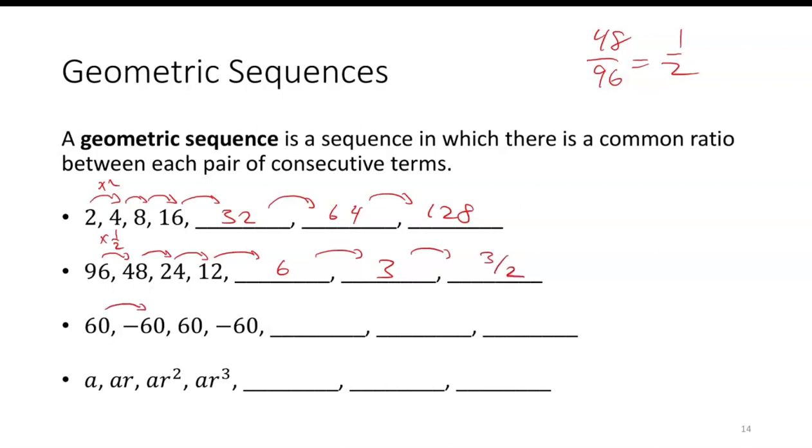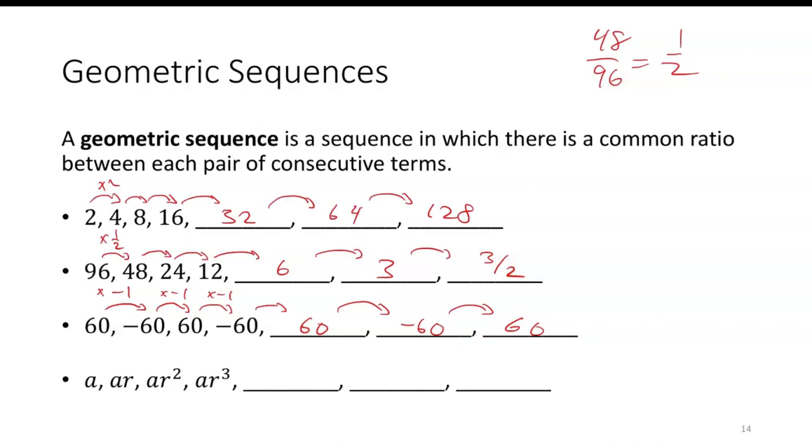60 to -60 would be times -1. Then times by -1 again to get the positive 60, then times by negative 1 to get the negative 60, then positive 60, then negative 60, then positive 60. So this would be an example of a repeating sequence.